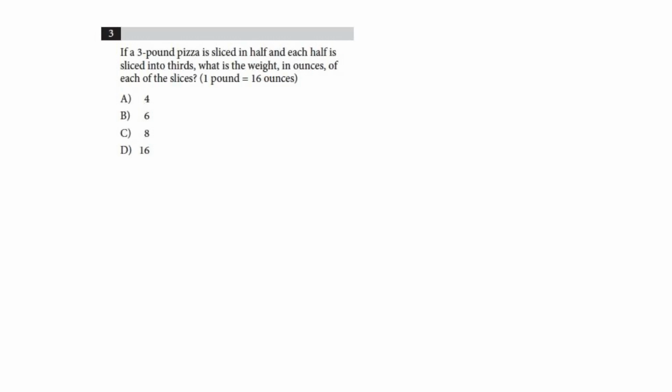Okay, number 3. If a 3-pound pizza is sliced in half and each half is sliced into thirds, what is the weight in ounces of each of the slices? Okay, so a pound is 16 ounces. And we have a 3-pound pizza. So that's going to be 3 times 16. 3 times 10 is 30, 3 times 6 is 18, so it's going to be a 48-ounce pizza.